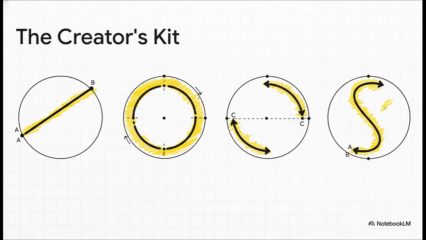So, the basic building blocks are what you could call the creator's kit. With just a handful of these commands, like line for straight bits, circle for, well, circles, arc for curves, and spline for those really complex organic curves, you can pretty much draw any 2D shape you can think of.